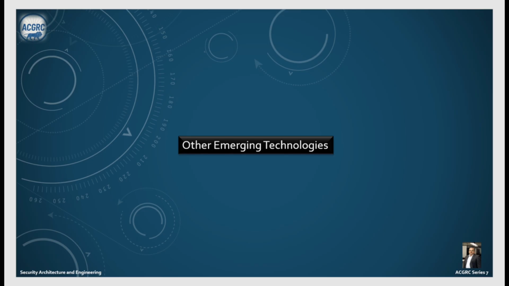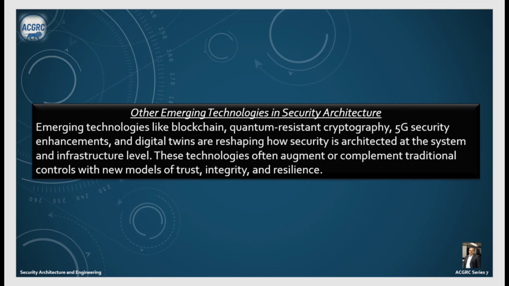Let's look at other emerging technologies. Emergent technologies like blockchain, quantum resistant cryptography, 5G security enhancement, and digital twins are reshaping how security is architected at system and infrastructure level. These technologies often augment or complement traditional controls with new models of trust, integrity, and resilience.